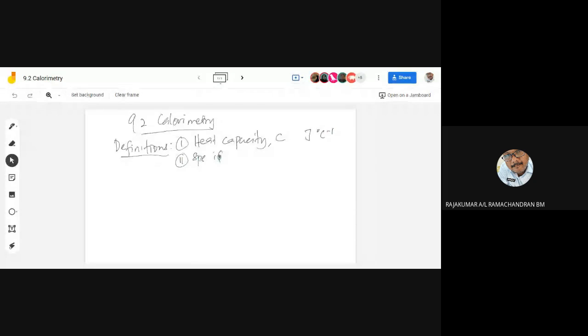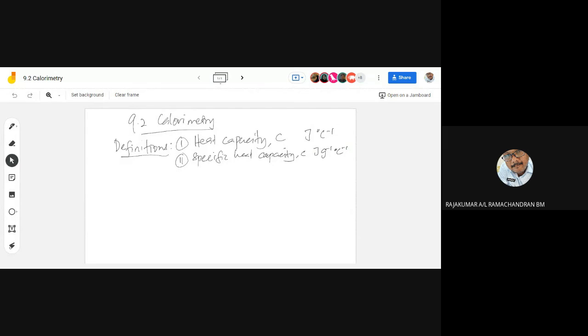Okay, joule per Celsius. The second definition that you need to know is specific heat capacity, which is a small c. Okay, small c. Specific heat capacity of a substance is the amount of heat required to raise the temperature of 1 gram of substance by 1 degree Celsius. So here we mention about joule per gram, ada mass and per Celsius. Okay, this is the two important definition that you need to know for the first part of calorimetry.